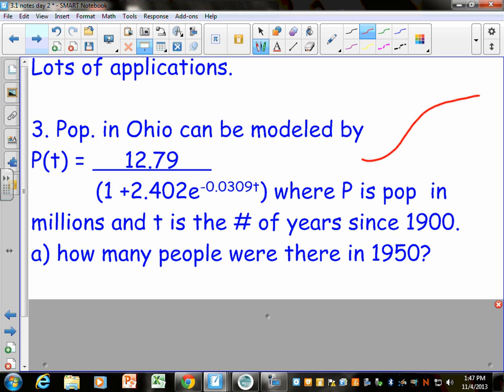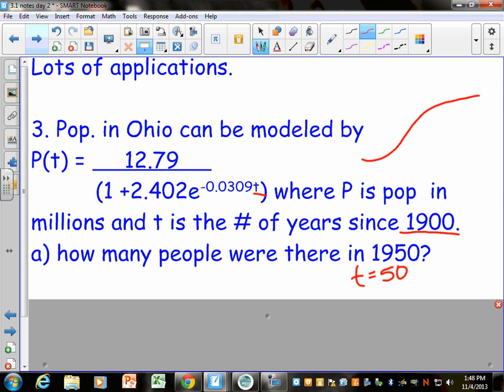So if we're talking about how many people there were in 1950, we have to plug in something for T. Am I going to plug 1950 in there for T? No, you're going to plug in 50 because T is the number of years since 1900. So 1950 means that you're not going to plug 1950 in there. You're going to plug in 50 because that's how many years since 1900. And you're just going to type that in your calculator.